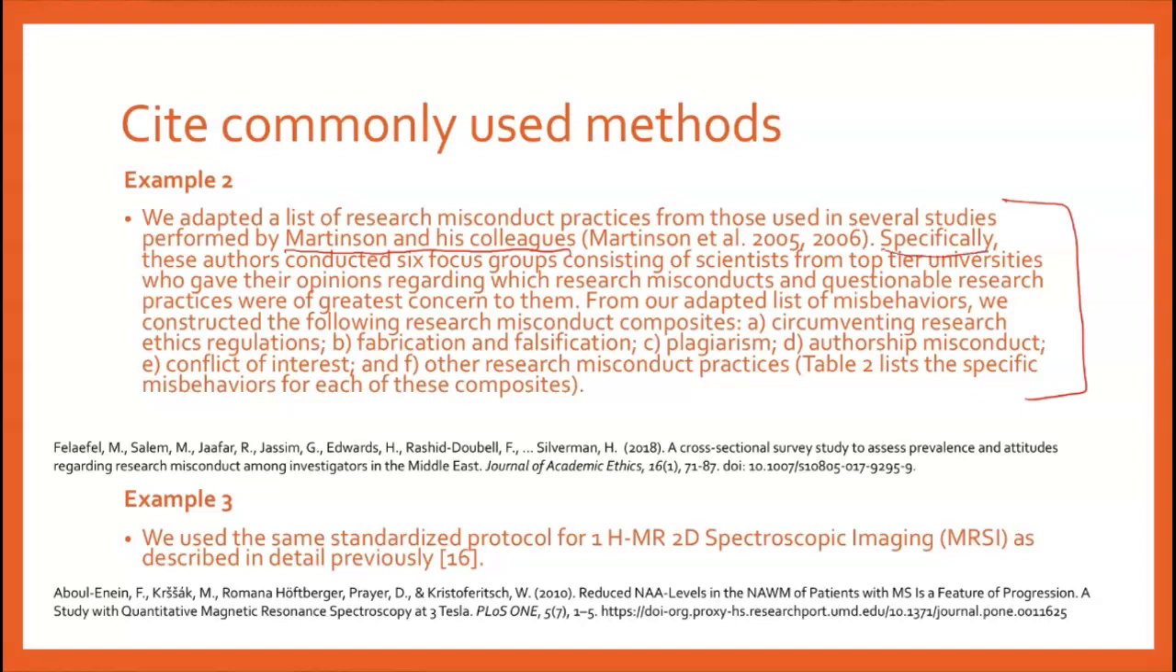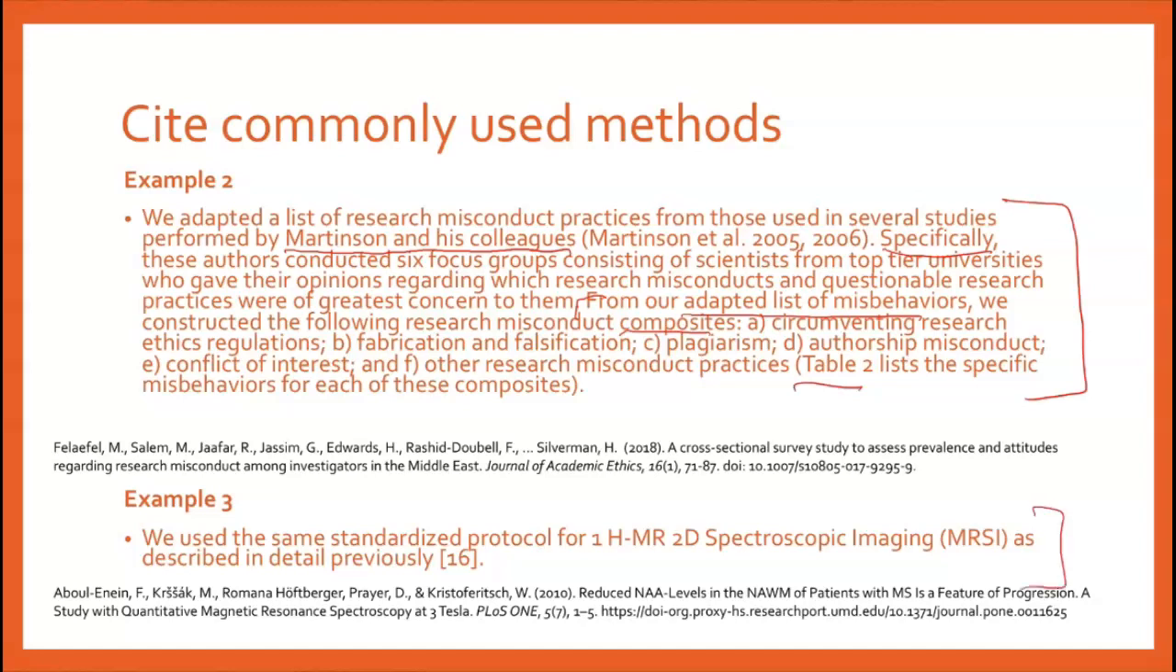And then it goes into specifically, these authors conducted 6 focus groups, and this is what they came up with. And then these folks adapted a list of misbehaviors and constructed misconduct composites. And there's a table that provides more detail and links the specific misbehaviors to each of these composites. So it gives you a lot of information about the theoretical foundation of some of the parameters used in the study. So a good example of not necessarily a clear method, but using something that was used by somebody else, adapting it, and really explaining to the reader why that's happening.